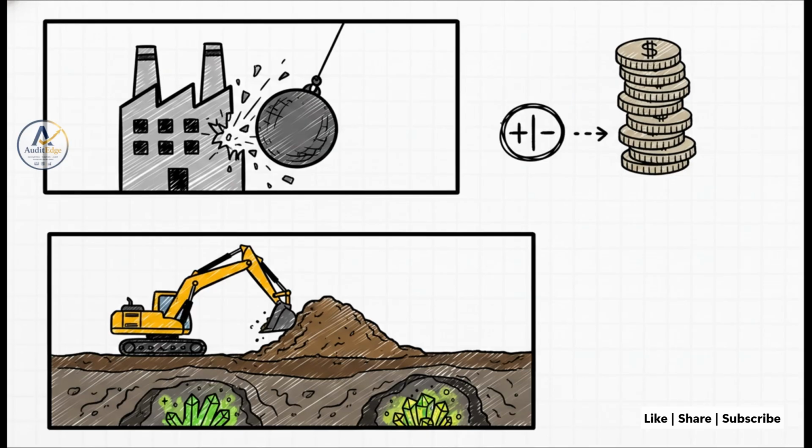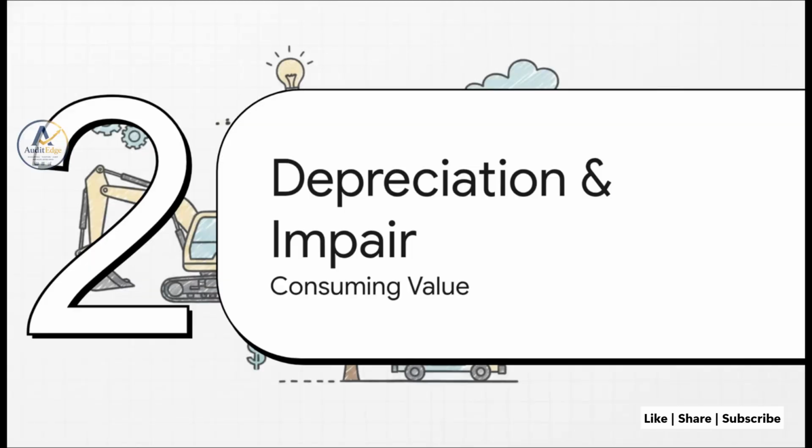In surface mines, companies dig away a lot of waste just to reach the ore. This is called stripping. If this stripping activity improves future access to the ore body, those costs are capitalized as a stripping activity asset. Let's transition into Section 4, Depreciation and Impairment. This is all about how the asset's value is consumed over time.